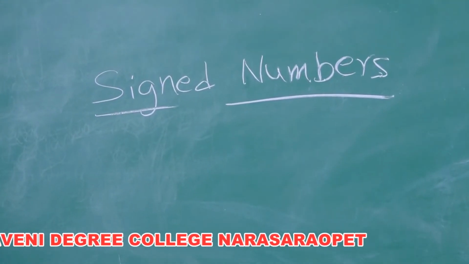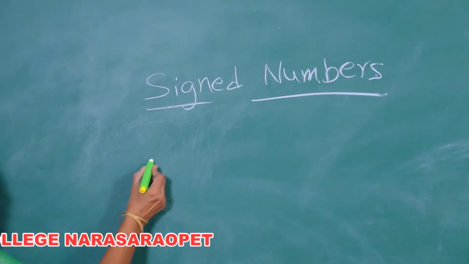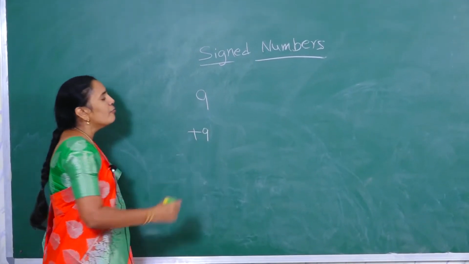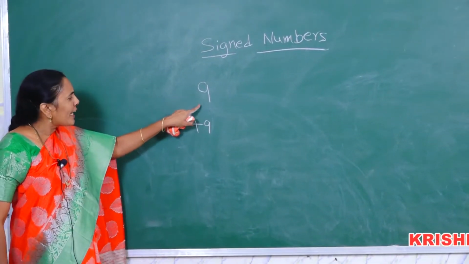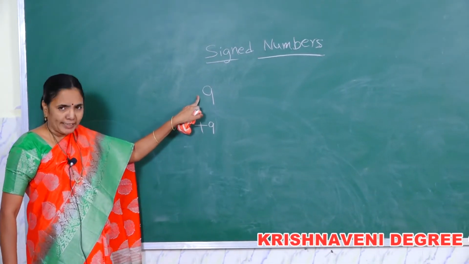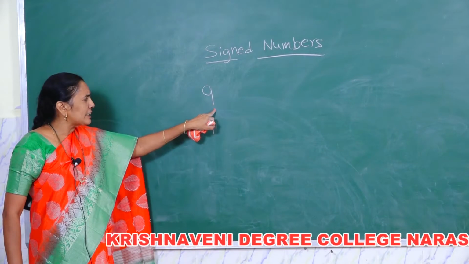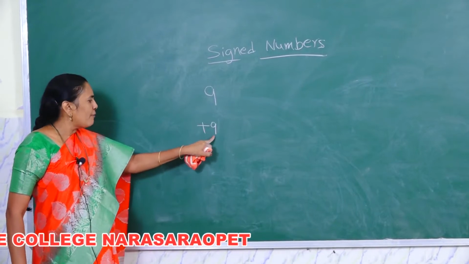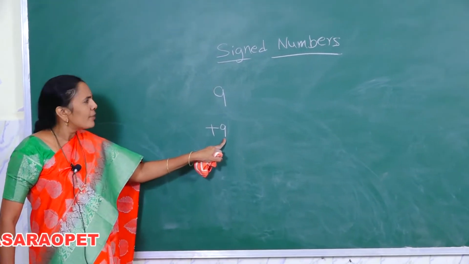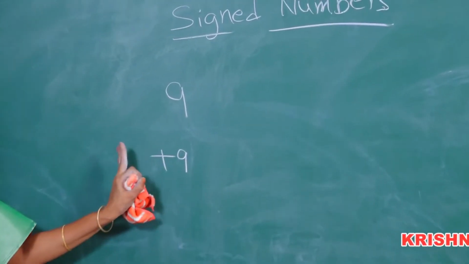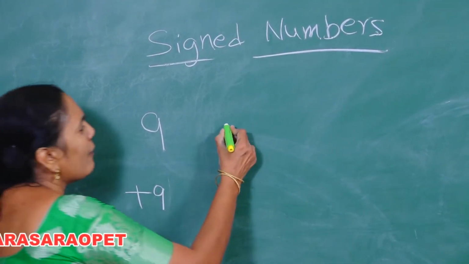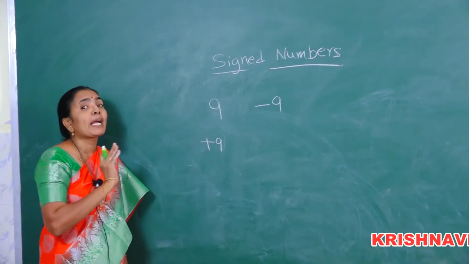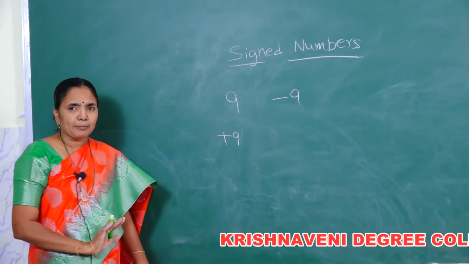Now let us discuss signed numbers. If I write 9, by default it is understood as plus 9. When I write a positive number, I can indicate the sign symbol or ignore it. If I ignore the sign symbol, then it becomes an unsigned number. If I indicate it, then it becomes a signed number. Here, it may not be a problem for positive numbers, but if I want to write minus 9, which is a negative number, the sign symbol should compulsorily be represented.